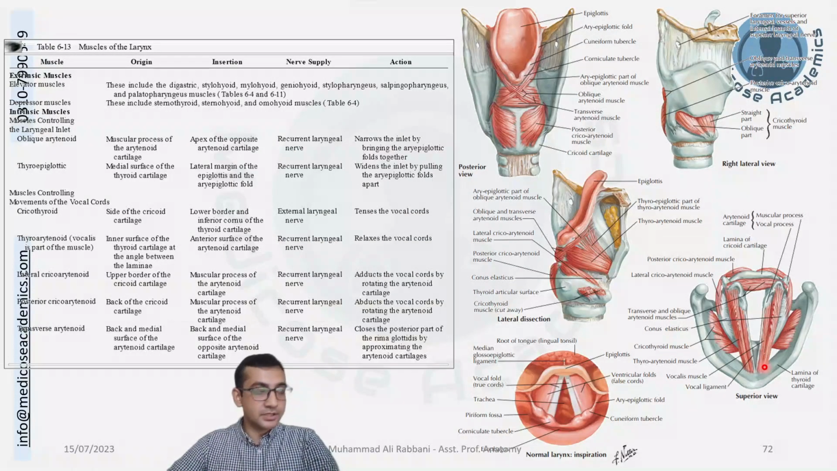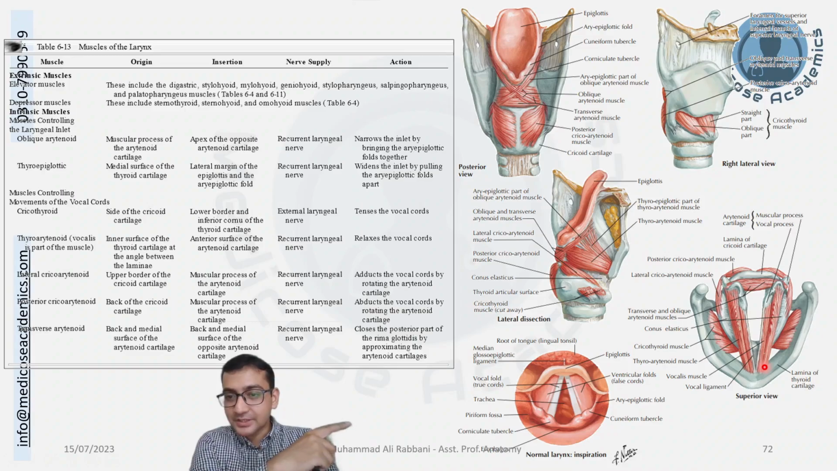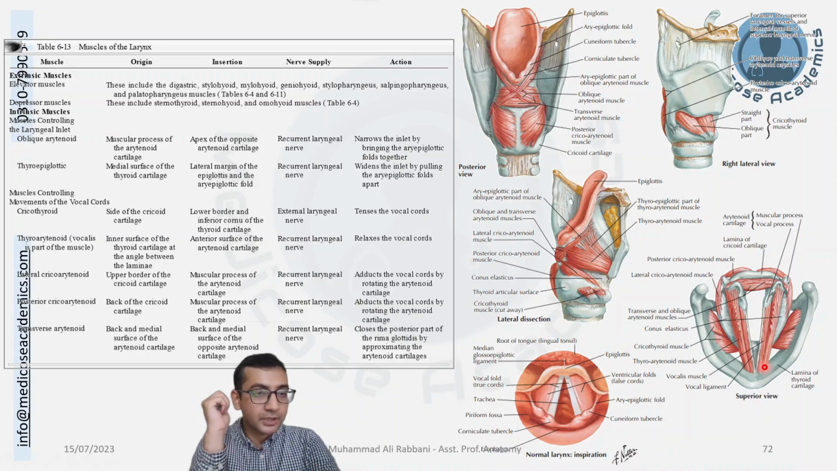I have been using the pictures from Gray's and Grant's Atlas. The ones on the top were from Gray's, the ones on the bottom were from Grant's, and this picture, this set of muscles, is from Netter's Atlas, and this table from the top is from Snell's Atlas. All the muscles, origin, insertion, and functions are discussed.